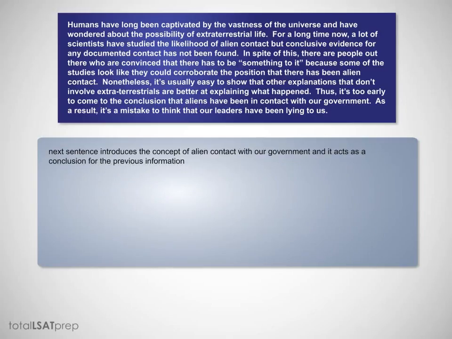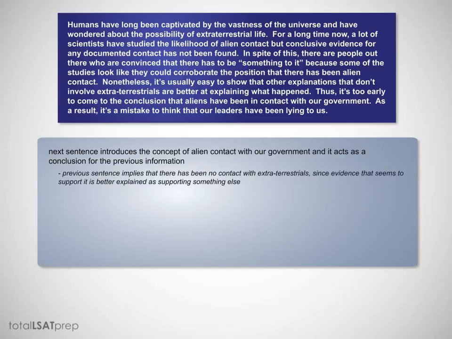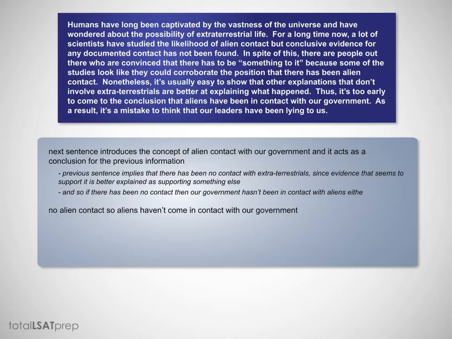The next sentence introduces the concept of alien contact with our government, and it acts as a conclusion for the previous information. The previous sentence implies that there has been no contact with extraterrestrials, since evidence that seems to support it is better explained as supporting something else. And so if there has been no contact, then our government hasn't been in contact with aliens either. No alien contact, so aliens haven't come in contact with our government.